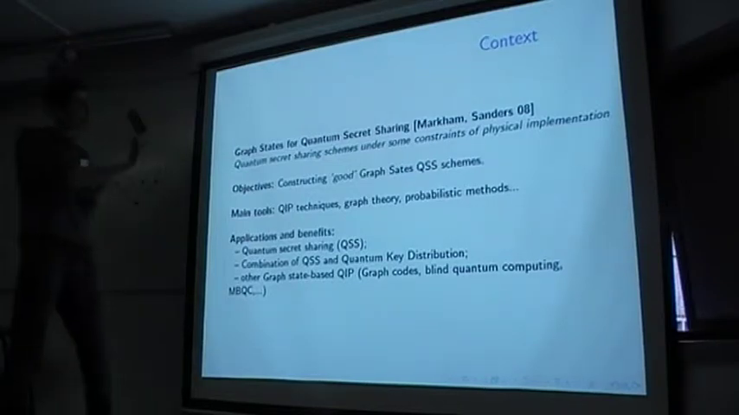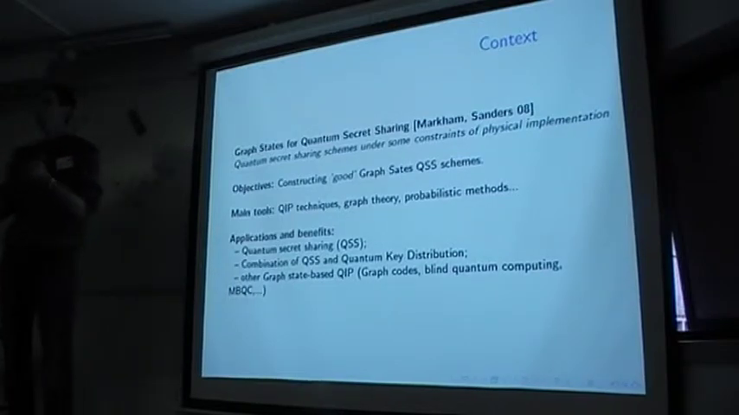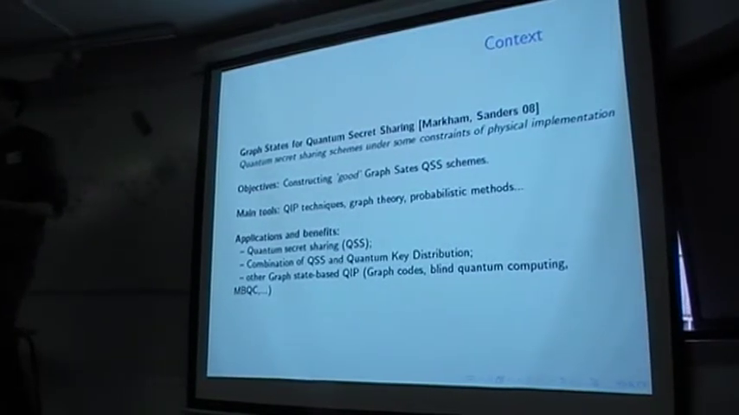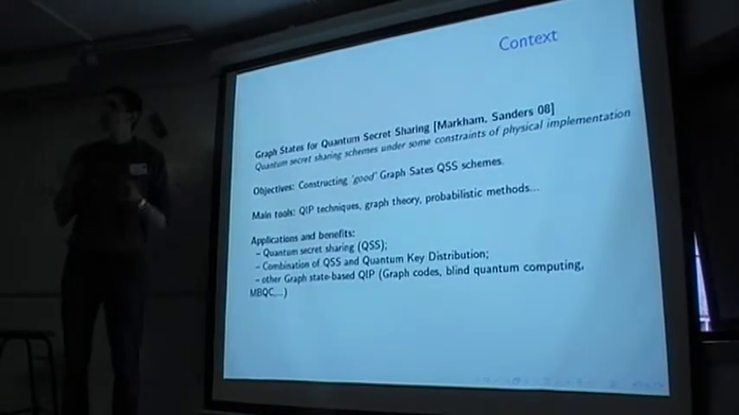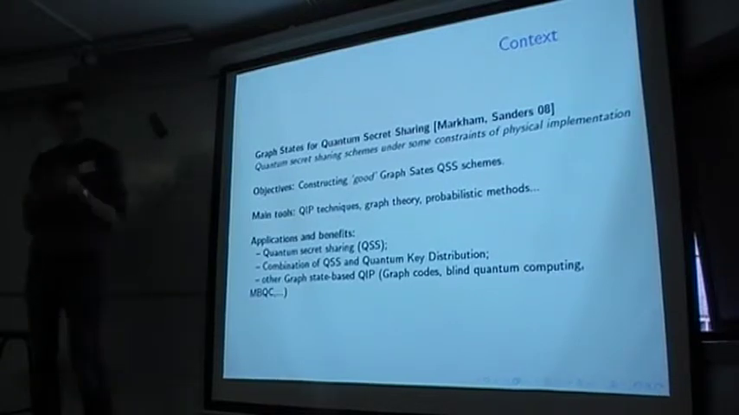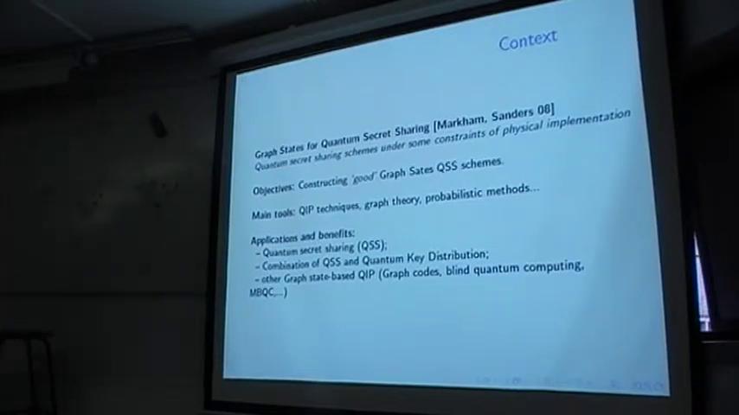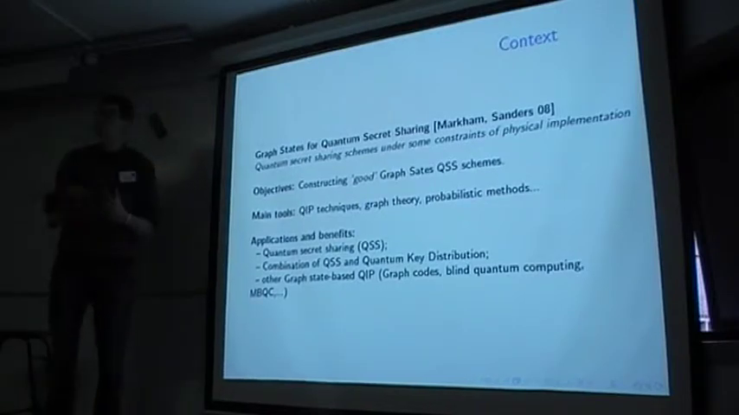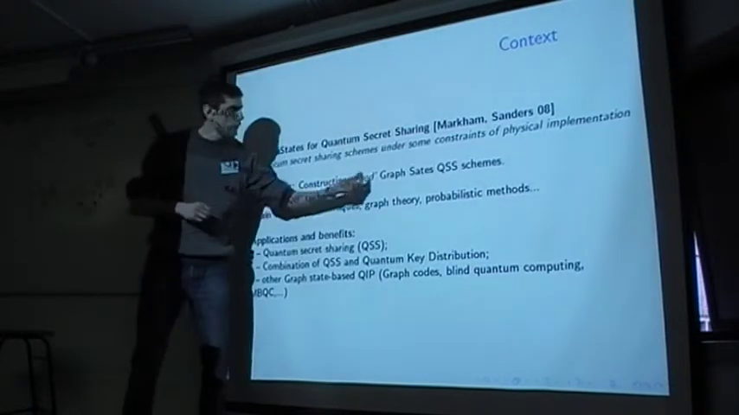So by considering this particular family of quantum secret sharing, somehow we guarantee that if we end up with a quantum secret sharing scheme, then it's probable that we can implement it. So we are working with some constraints coming from the physical realization. If we are working with graph states, we know that it's promising for the physical implementation. But on the other hand, the question is how good are these protocols for the secret sharing part?